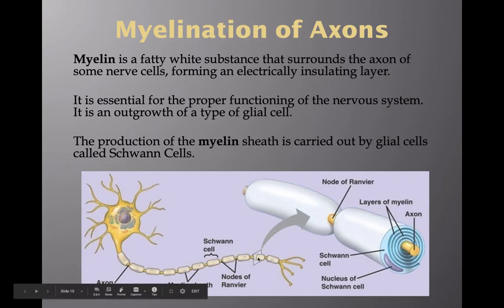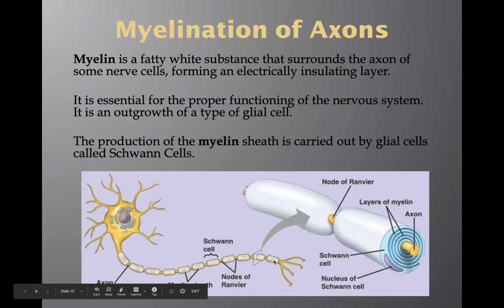So you see here in this picture, we have a number of glial cells called Schwann cells. All right, this is the glial cell that creates the myelin sheath. By the way, I just remembered, with your neuron diagram, please return to it and label the spaces between the Schwann cells, the nodes of Ranvier.